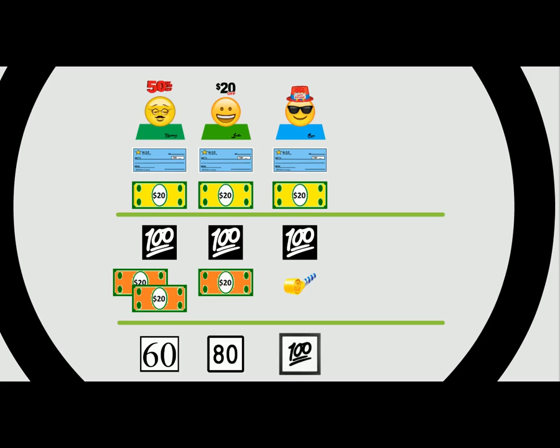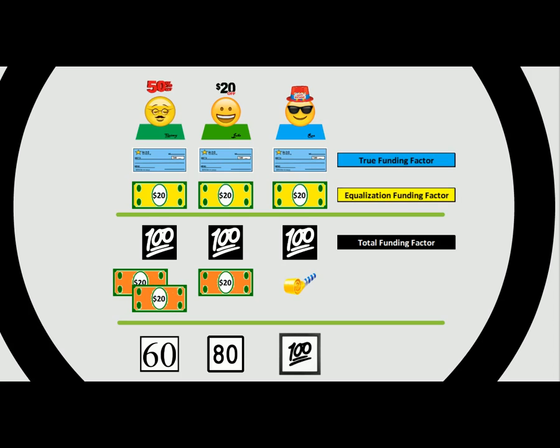This story is a true representation of how state aid funding to schools works. The commonly referred to state funding factor, seen as the total funding factor in our chart, is represented by the $100 distribution in our story. This total funding factor is not a true measure of state aid. Instead, it is comprised of both the true funding factor, the $80 check, and the $20 redistribution of the Even Steven pot, called the equalization funding factor. This $20 does not represent state aid, only the shift of money between friends.